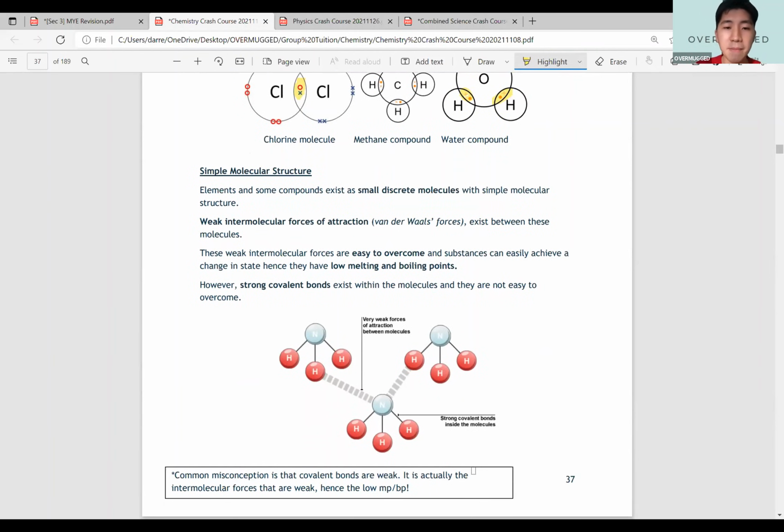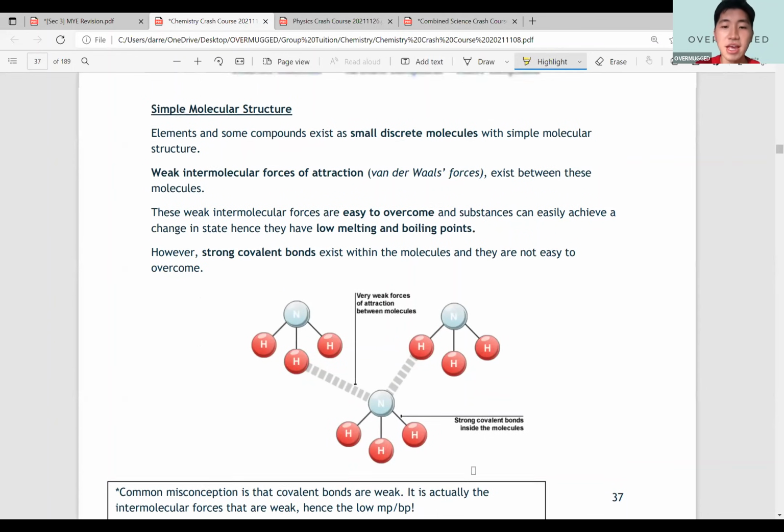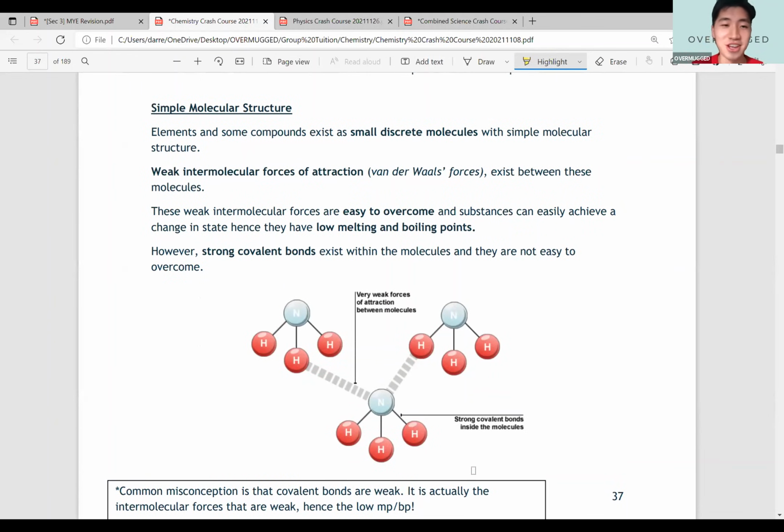This is the part, right, where a lot of people die. Okay, this part, you need to listen extra carefully. If not, you will confirm make the mistake. Okay, now, what a lot of us will write is we'll write that, okay, simple molecular structure. We know low melting boiling point. Then you know what you'll say?